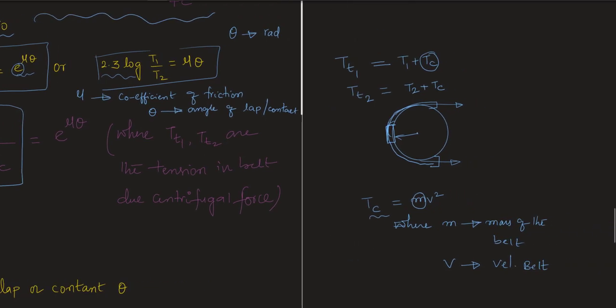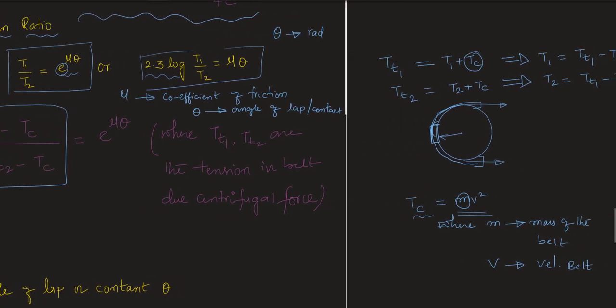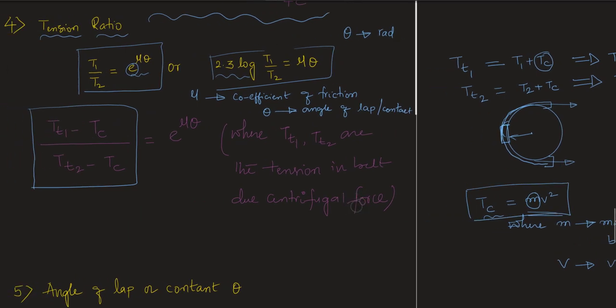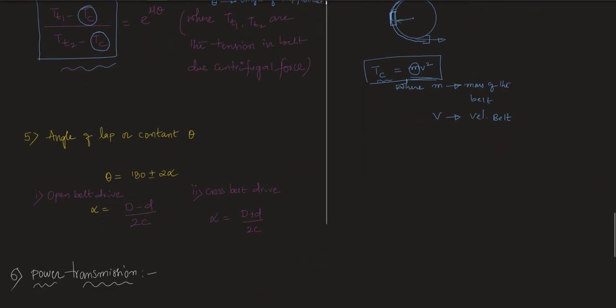So in order to consider that also, we can use this particular formula, and from this I can write what is t1. Small t1 is equal to capital T1 minus Tc. Similarly, small t2 is equal to capital T2 minus Tc. How can Tc be calculated? Using the formula mv square. This is the standard formula to calculate forces due to centrifugal effect. So this formula changes to this one when you consider centrifugal tension.